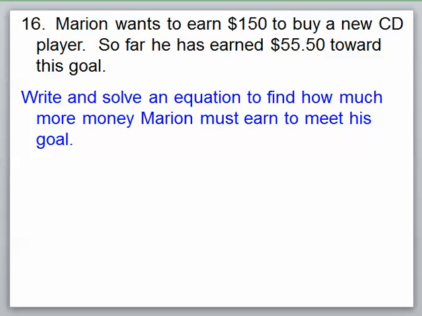The last problem in this section says Marion wants to earn $150 to buy a new CD player. So far, he has earned $55.50 towards his goal. Write and solve an equation to find out how much more money he needs. So he wants to have $150 in the end. Right now, he has $55.50. How much more does he need? This equation will allow me to solve that.